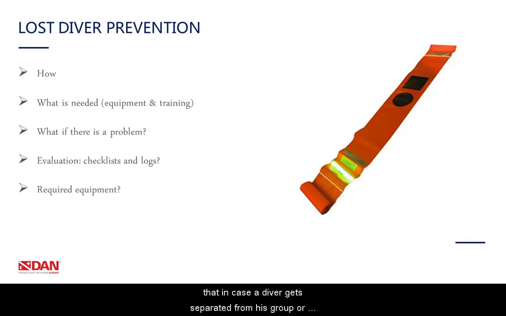case a diver gets separated from his group or his buddy, he will look around for a minute, try to look for bubbles, and of course this will depend on the visibility, and will get to the surface respecting the safe ascent speed, and then he will wait at the surface while he deploys his DSMB.